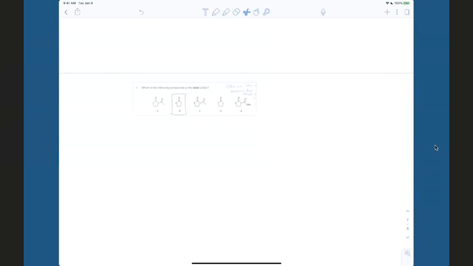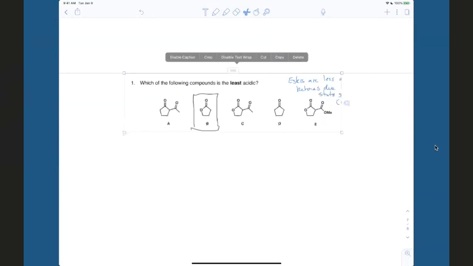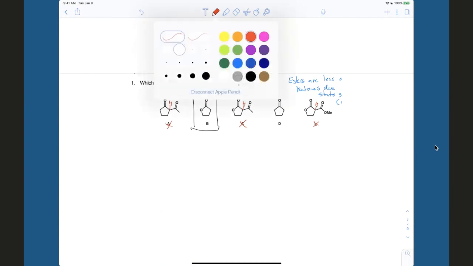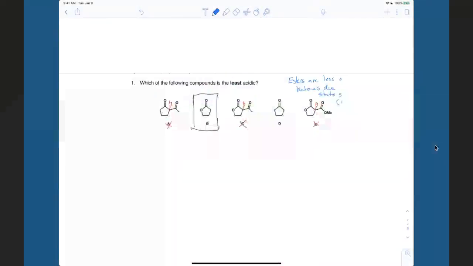Yeah, so I think from this problem, if you're in the exam, and it's actually which one is the least acidic, we can probably very quickly get rid of E, C, and A. These all have alpha hydrogens in between 2 carbonyl groups, and these will always be more acidic than a single carbonyl. The case of acidity for an ester versus a ketone is a bit more challenging.